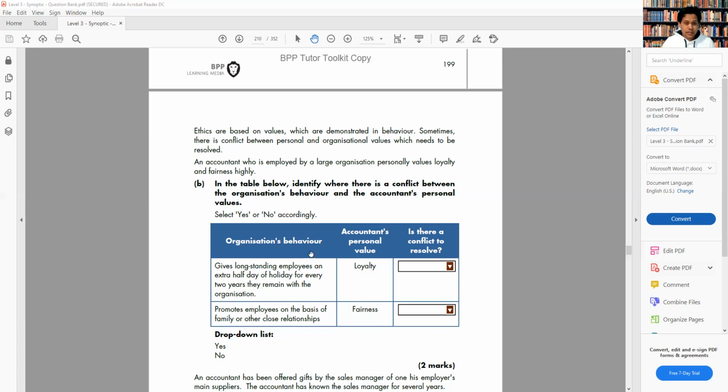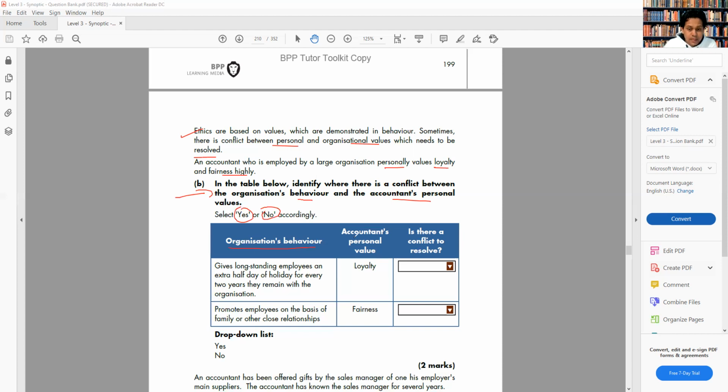So let's read this question. So we are saying here, ethics are based on the values which are demonstrated in behavior. Sometimes there is a conflict between the personal and the organizational value which needs to be resolved. An accountant who is employed by a large organization personally values loyalty and fairness highly. Okay, so they're saying in the table below, identify where there is a conflict between the organization's behavior and the accountant's personal value. Say yes or no.